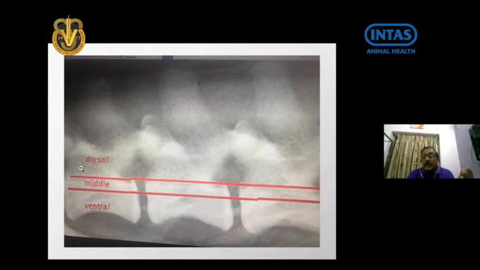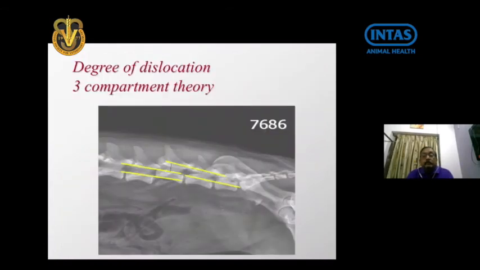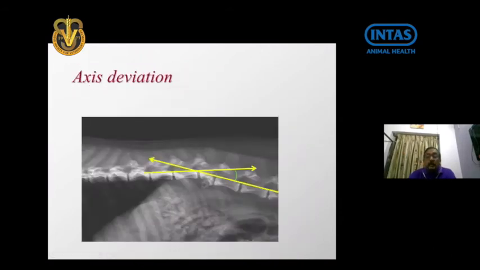Normal spine has a dorsal compartment, middle compartment, ventral compartment. So you have a 3-compartment theory for a dog for any spinal injury. The dorsal compartment has the spinous process and a part of the transverse process. The middle compartment has your spinal canal and a part of the annulus fibrosus. The ventral compartment has the rest of the annulus fibrosus and the vertebral body. Now, if you find a deviation beyond double the length of the vertebra, then you're sure you have to operate.